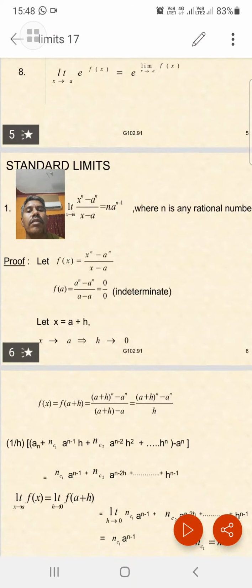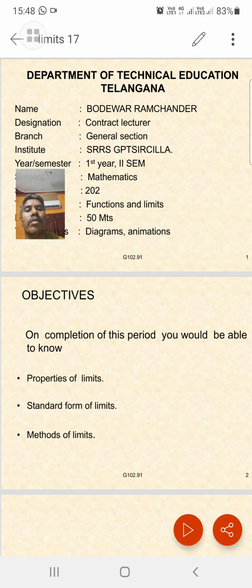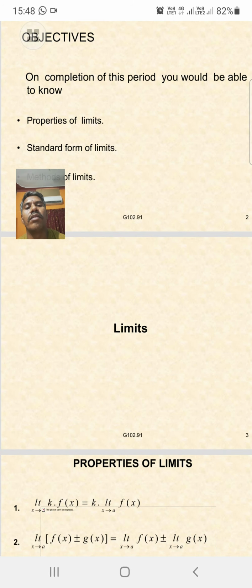In the next class we will discuss how to do the problems, and meanwhile you can see the example problems given in our textbook, and after understanding the example problems you can start doing exercise problems. If you have any doubts, you can call me or message me on WhatsApp, and I will clear your doubts, and we will discuss some more in the next class.